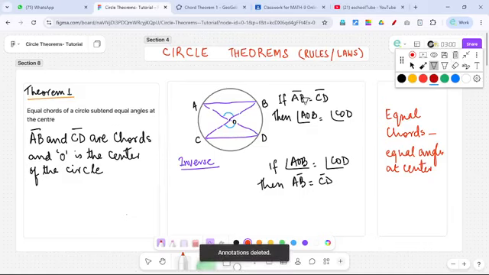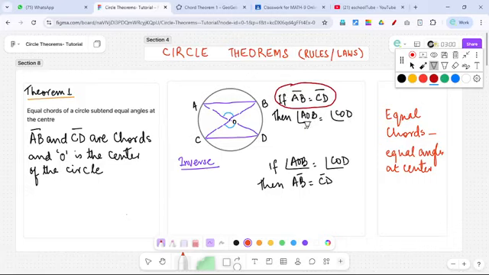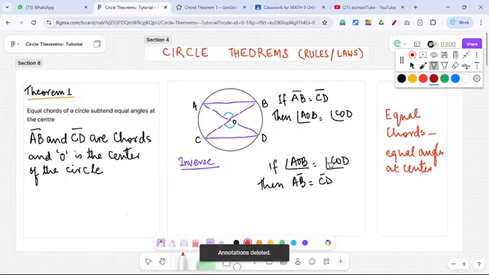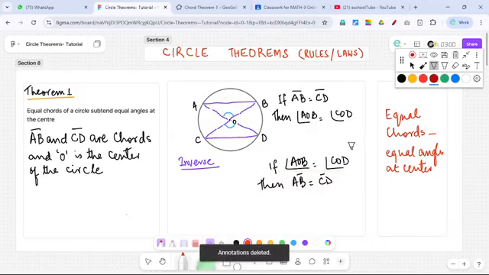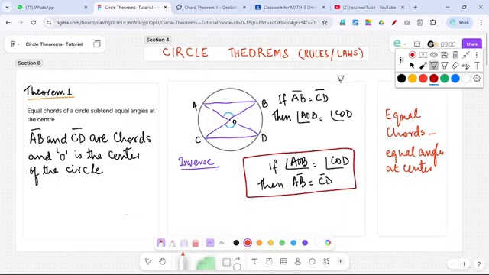So the explanation of the theorem is that if AB is equal to CD, if two chords are equal, then the angles made at the center are also equal. Now if we see the inverse of this theorem, which is the opposite, then if the angles made at the center are equal, then the chords will be equal. Both are the same theorem. So this is theorem 1.